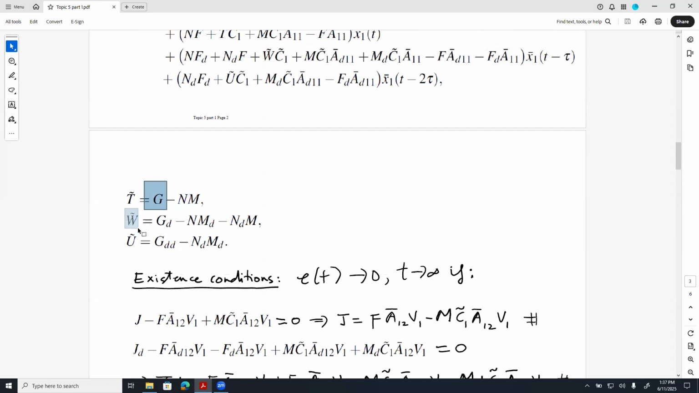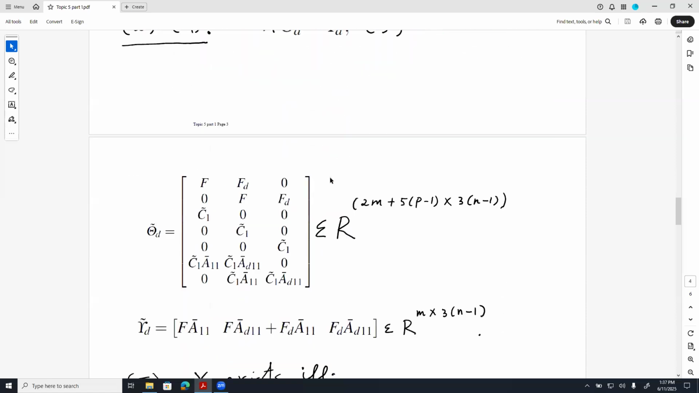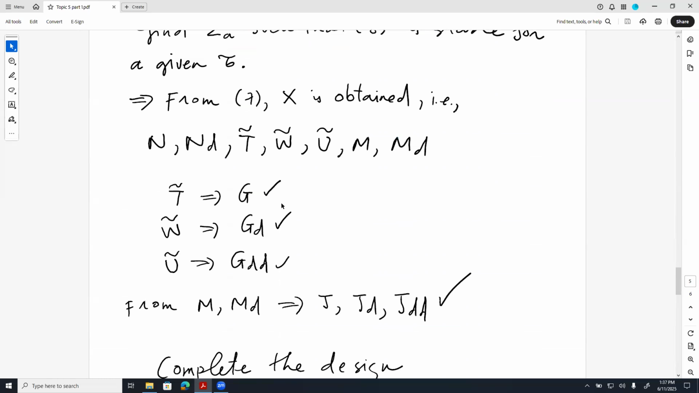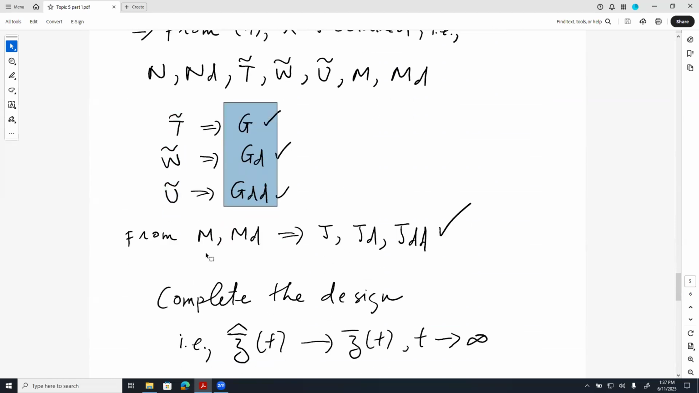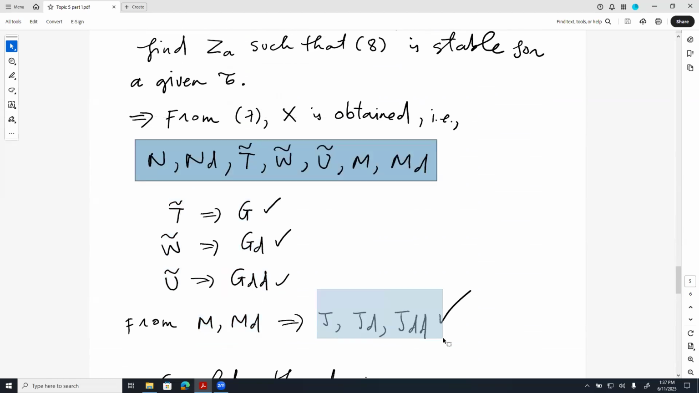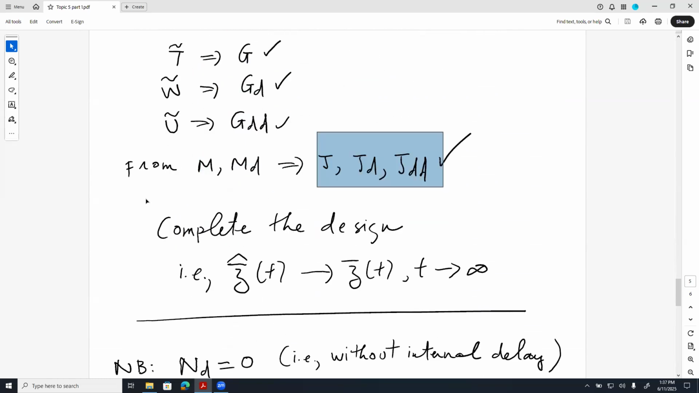We know W tilde. We already got the solution for x, which basically gives us n, md and all of that. So we know gd and gdd. So you see that it is so systematic. The way we go about determining all of these observer parameters is so systematic. And likewise, once we know m and md from x here, we should be able to get the rest of the parameters. And as a result, we complete the design.